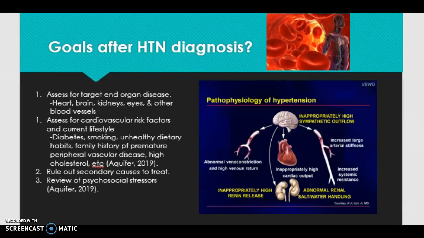Additionally, it's important to assess for cardiovascular risk factors. These include having additional comorbidities such as diabetes, being a smoker, living an unhealthy lifestyle with poor dietary habits, and living a sedentary lifestyle. If a patient has known high cholesterol or a premature family history of peripheral vascular disease, we also want to take a closer look at those patients.